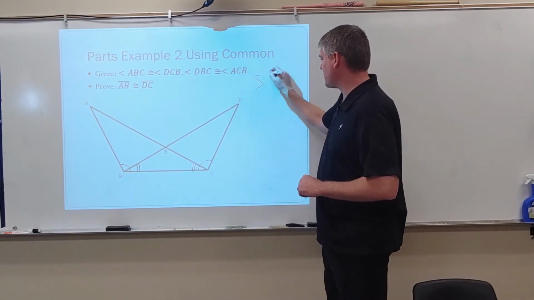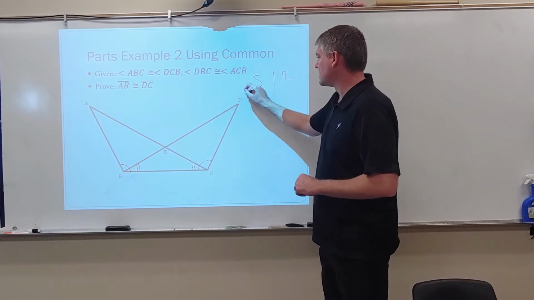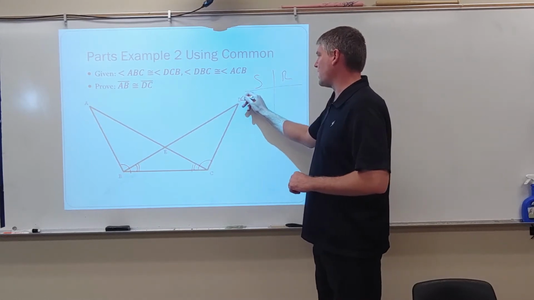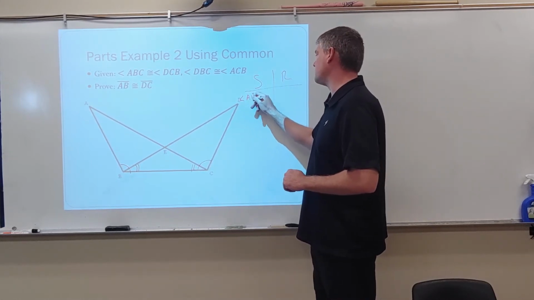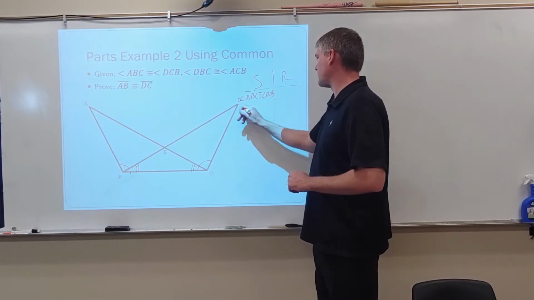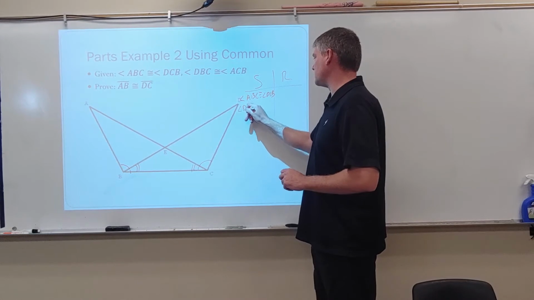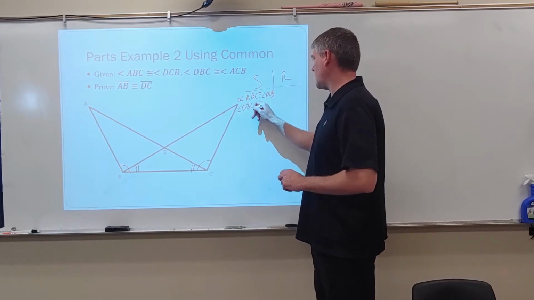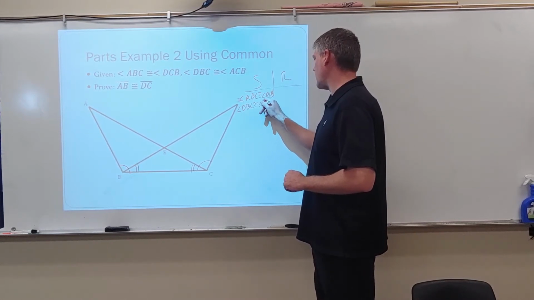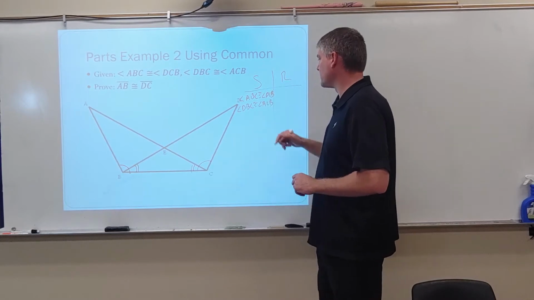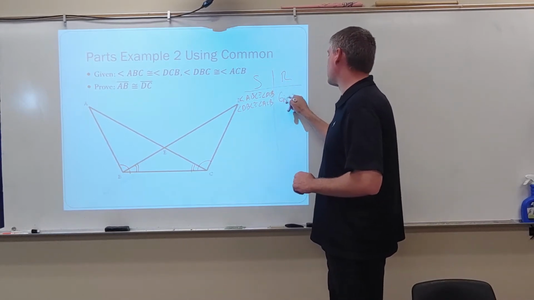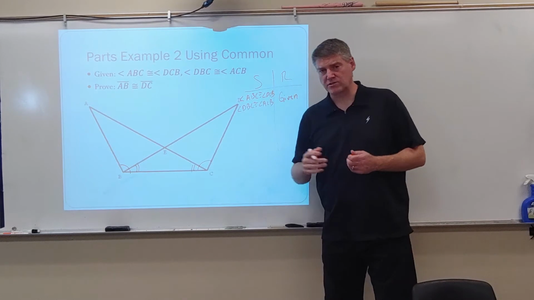So we have our statements, we have our reasons. The first thing I'm going to do is go angle ABC is congruent to angle DCB, and angle DBC is congruent to angle ACB. Okay, so that's given. All right, so we know that.